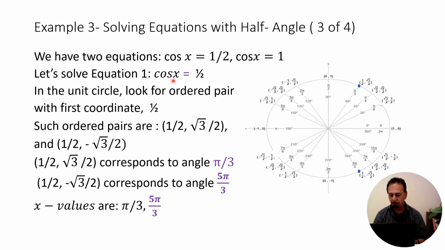So let's solve equation number 1, cosine x equal to 1/2. In the unit circle, look for ordered pairs with first coordinate 1/2. So first is 1/2, square root of 3 over 2, and then another one, 1/2, minus square root of 3 over 2. Now 1/2, square root of 3 over 2 corresponds to angle pi over 3. And 1/2, minus square root of 3 over 2, which is this one, corresponds to angle 5 pi over 3. So the x values are pi over 3 and 5 pi over 3.